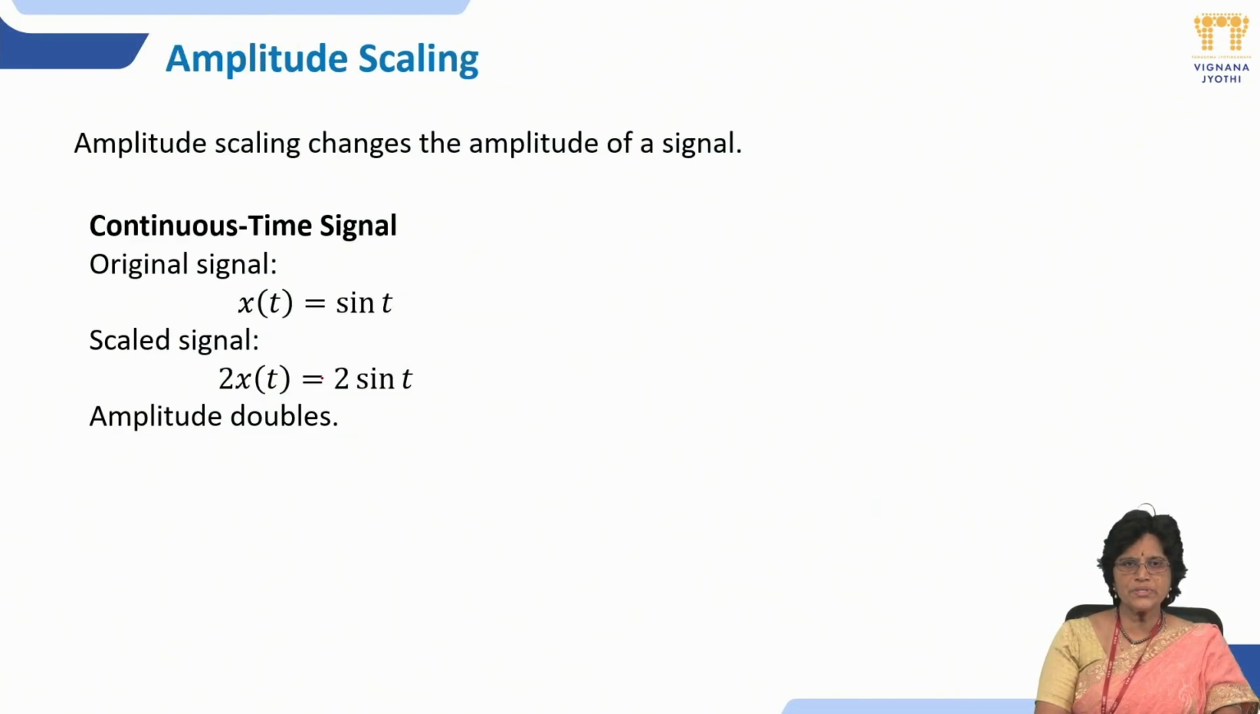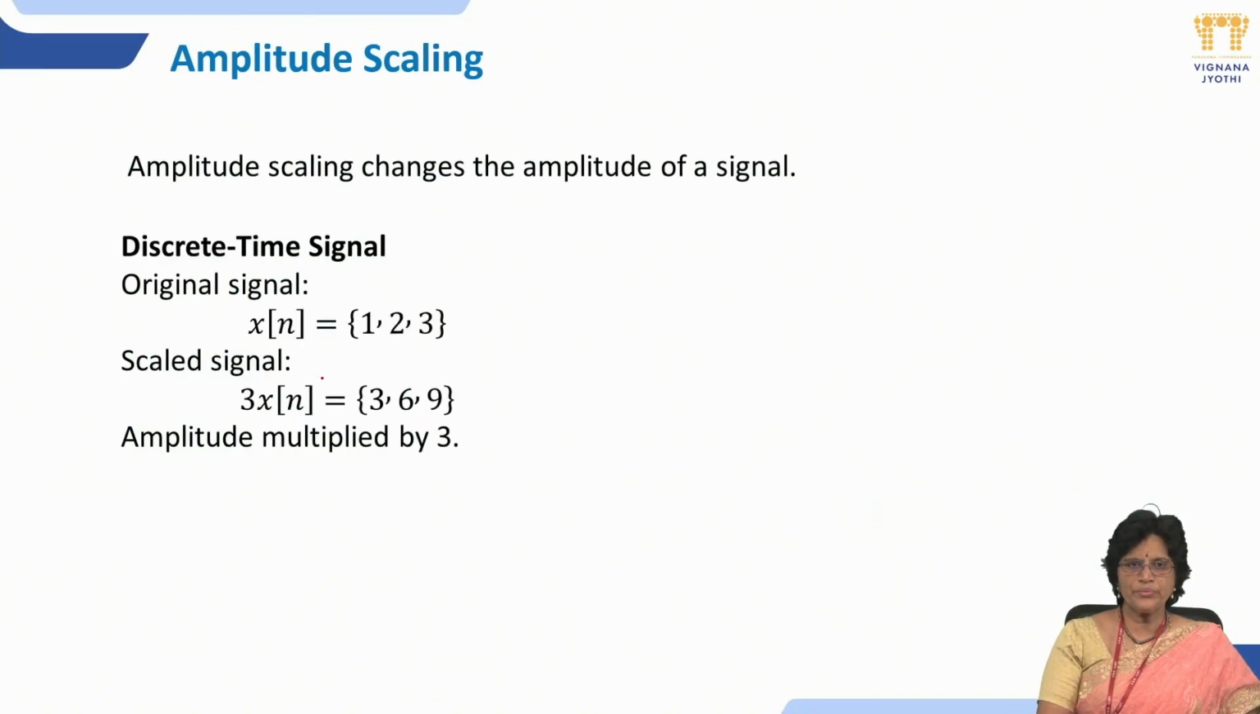Next one is amplitude scaling. It changes the amplitude of the signal. Simply, at each and every instant, we multiply by whatever factor is mentioned. Here in this case the multiplying factor is 2, so the amplitude is increased by 2.